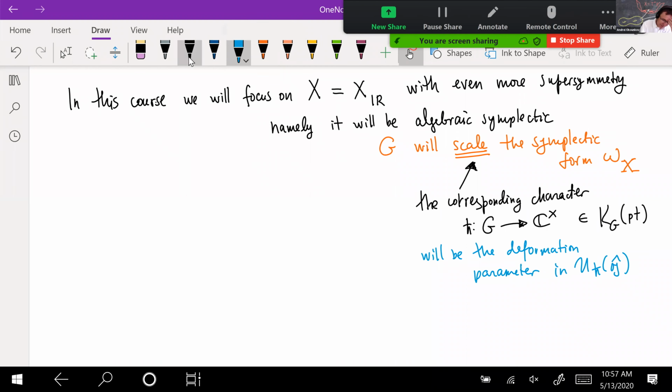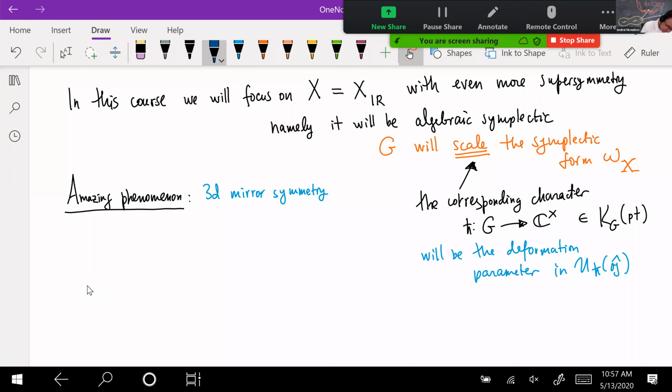There's an amazing phenomenon called 3D mirror symmetry, which says that the indices are symmetric, they come in pairs. And I have an example of them behind me. So there are pairs of such X.